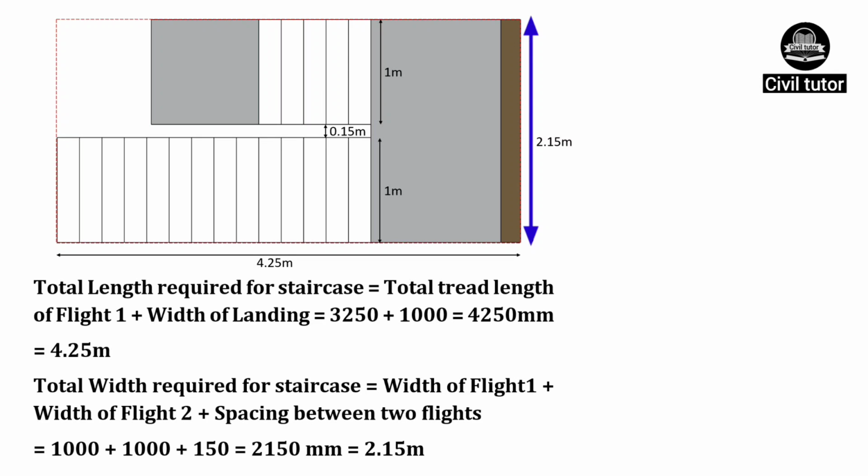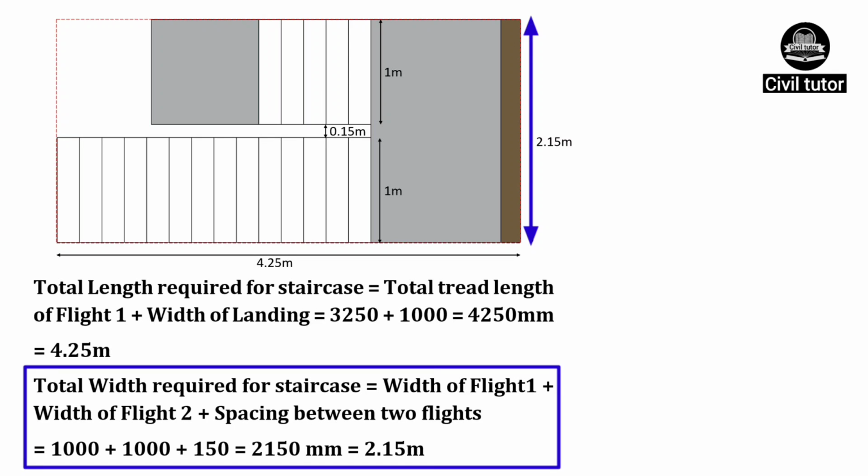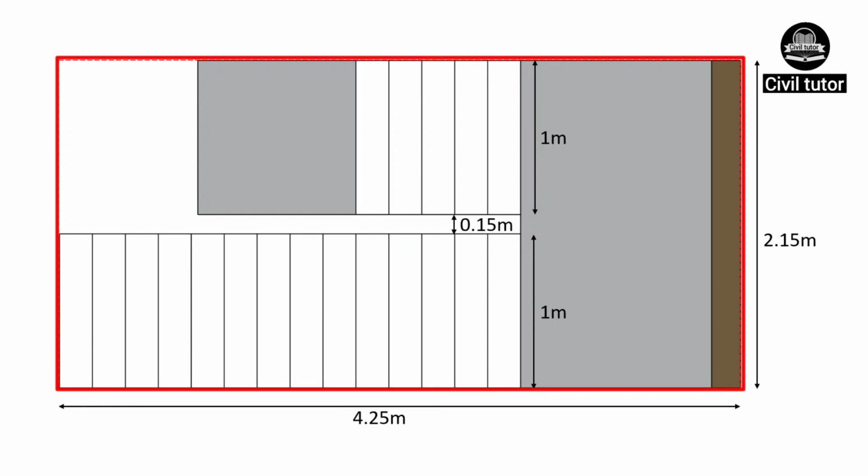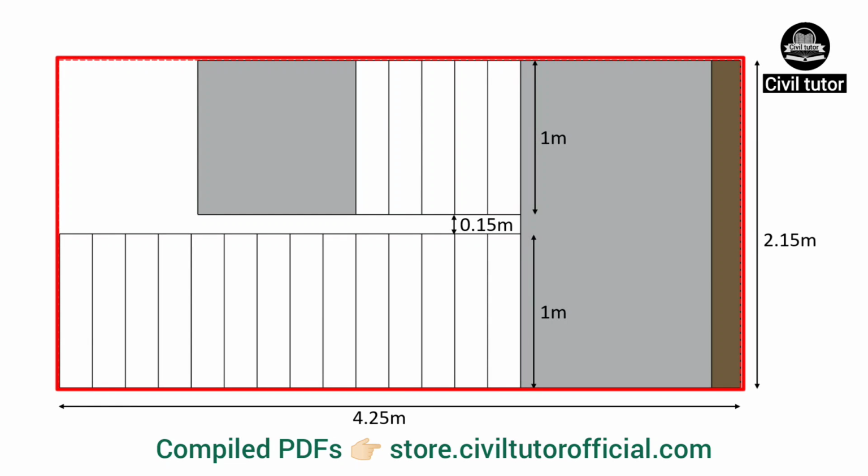The total width required for this staircase will be equal to width of flight 1 plus width of flight 2 plus spacing between two flights. Width of both the flights is 1000 mm and spacing between two flights is taken as 150 mm. On substituting these values, the total width required for this staircase will be 2.15 meter. Hence, the area required for this staircase will have a length of 4.25 meter and width 2.15 meter.